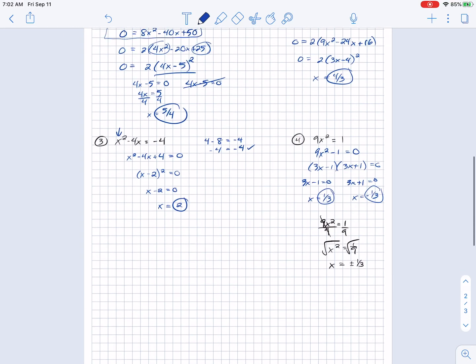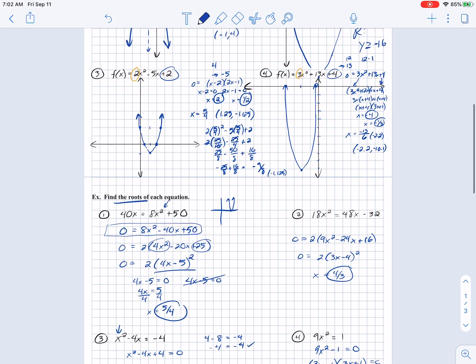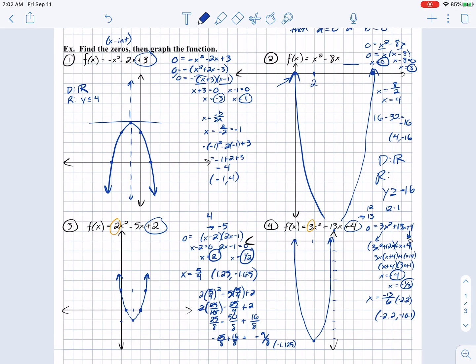Okay, that's it for solving quadratic equations by factoring, or finding the zeros or x-intercepts of a function by factoring. We'll practice more on the homework and later this week.